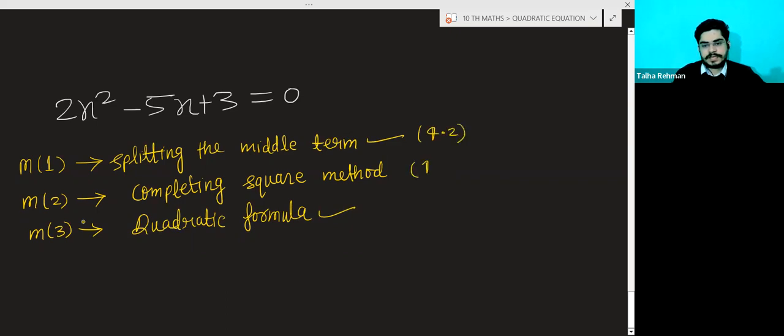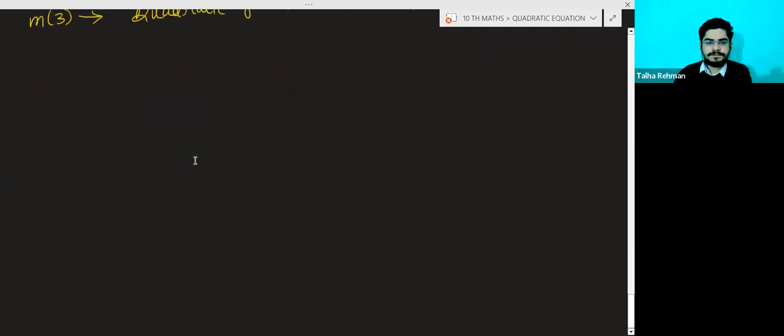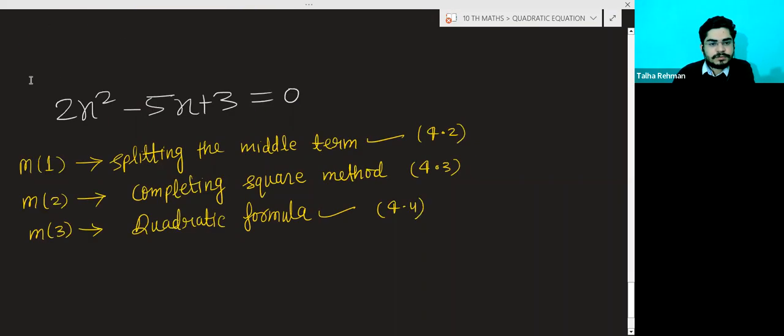This we will study in exercise 4.3, 4.4. So today we will discuss splitting the middle term. Okay, with the splitting the middle term method, we will solve the quadratic equation.